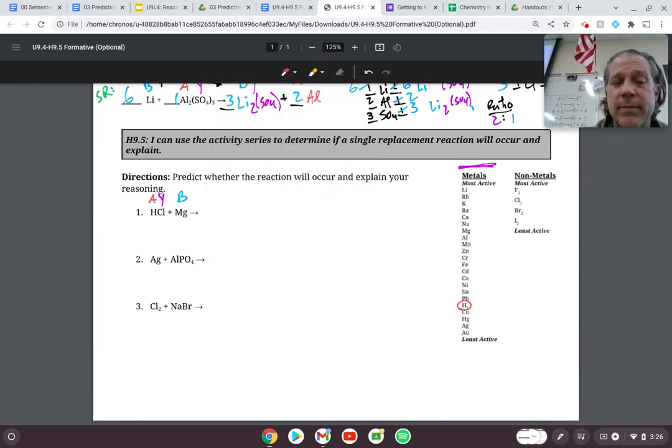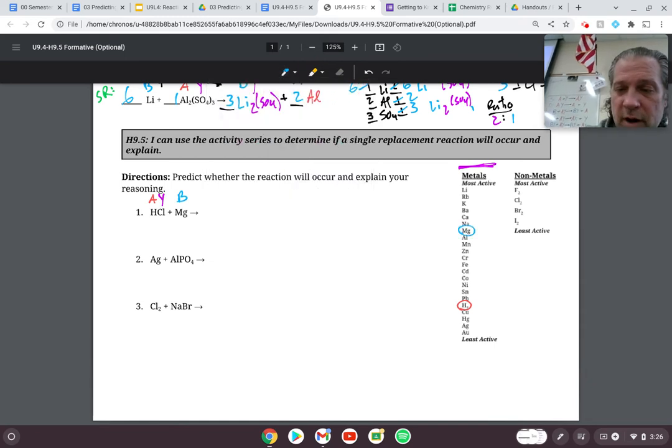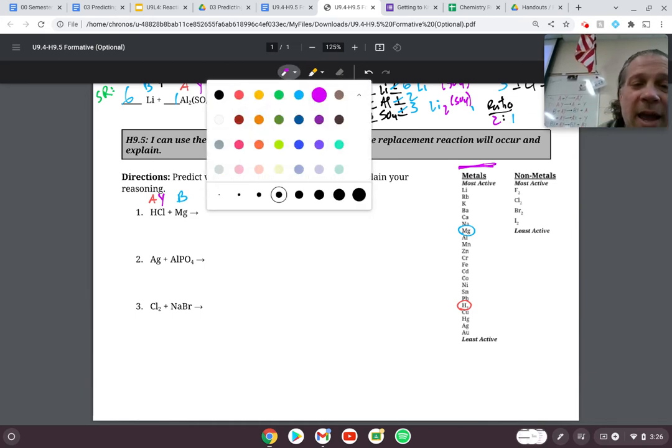is on the metal side, okay? And if hydrogen is on the metal side, then we're going to be okay with trying to decide what happens here. In this case, magnesium is above hydrogen on this list, which means magnesium can replace hydrogen. So on my product side, I would have something like BY and A all by itself.